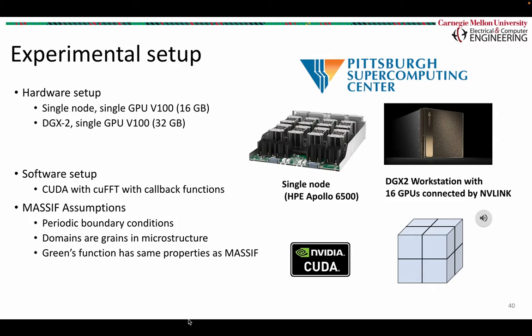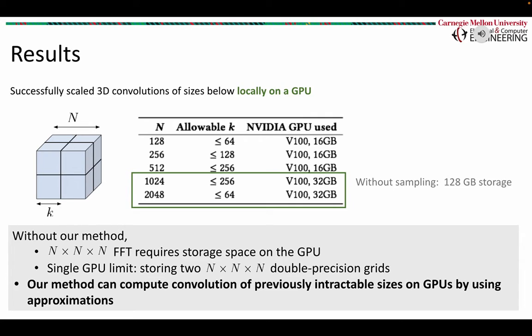Our hardware setup consists of a V100 GPU with 16 gigabytes of memory and another with 32 gigabytes of memory. Our implementation is done in CUDA with callback functions attached to cuFFT calls. Since our use case is the Hooke's law simulation called massive, we make certain assumptions for the inputs in line with the application. The most impactful result is that we could successfully scale a 3D convolution in double precision to grid sizes of 1024 cube points and 2048 cube points on a single GPU.